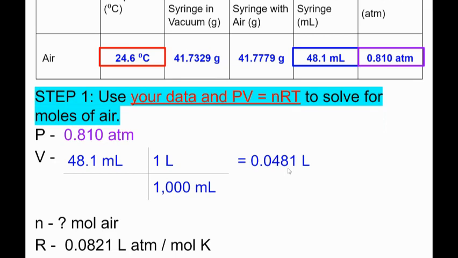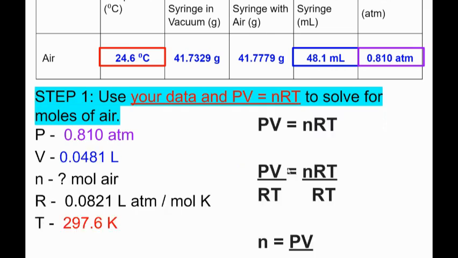Now that we have our givens in the correct units to substitute and solve, we need to identify our rearranged equation. So we're solving for n, the number of moles. To get n all by itself, we're going to need to divide both sides of the equation by R and T. When we do that, it will cancel out. So our final rearranged equation should be n is equal to pressure times volume divided by R times T.